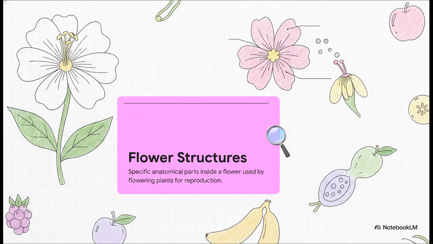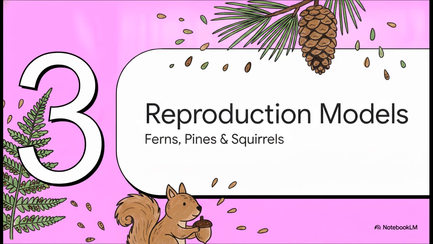But what about the plants that do use flowers? Well, if you've ever done a flower dissection in class, you know that flowers aren't just there to look pretty. They are highly specialized reproductive machines. Different anatomical parts inside the flower have very specific jobs. Some produce pollen, some catch the pollen, and some eventually swell up to create fruits that protect the developing seeds inside.